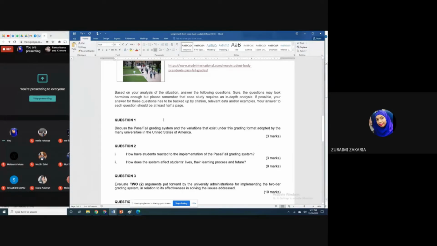Right? Question 1, discuss the pass-fail grading system and the variations that exist under this grading format adopted by many universities in the United States of America. Okay, so there are 2 aspects in this question. Aspek pertama, discuss secara keseluruhan apa itu pass-fail grading system. Okay. And also the variations that exist under this grading system.